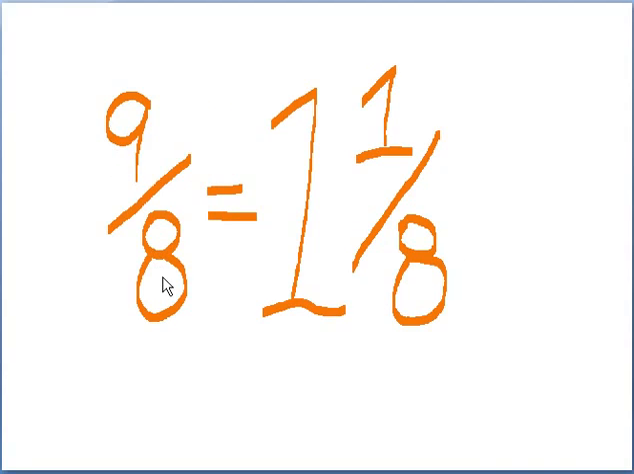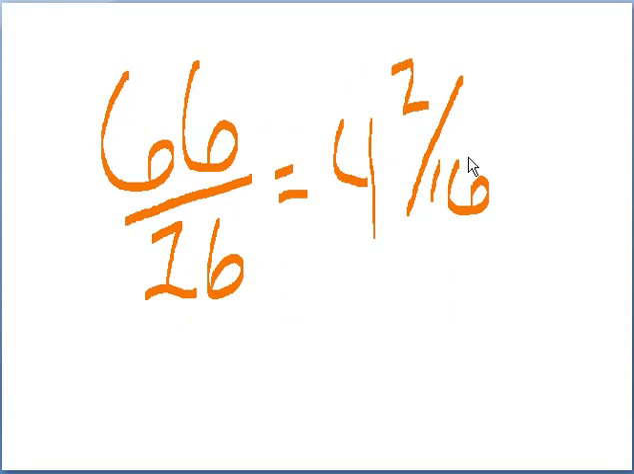Okay, here we have 9/8. It's the same thing as 1 and 1/8. 8 times 1 is 8, plus 1 is 9. Here we have 66/16. 66/16 is the same thing as 4 and 2/16, but that can be simplified to 4 and 1/8. How many times will 16 go into 66? 4 times. 2 are left over, and we're dealing with 16ths.